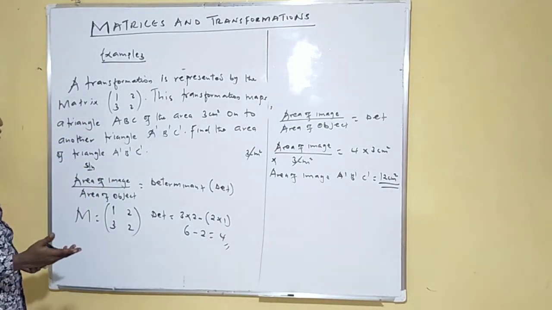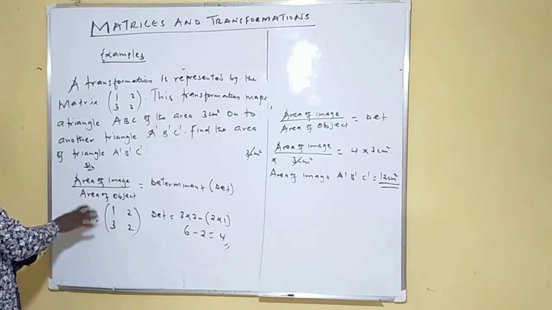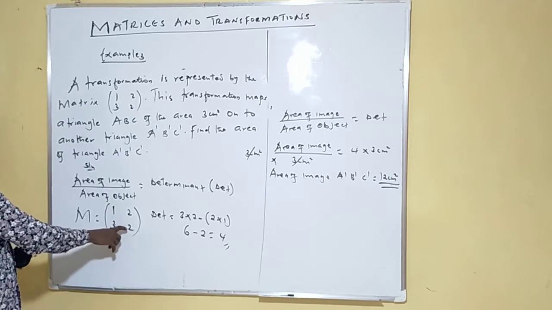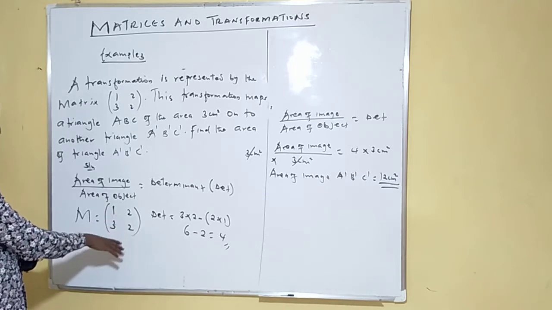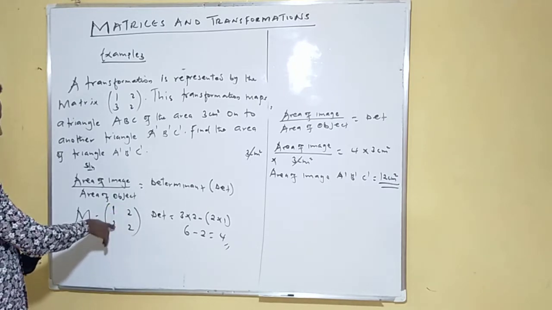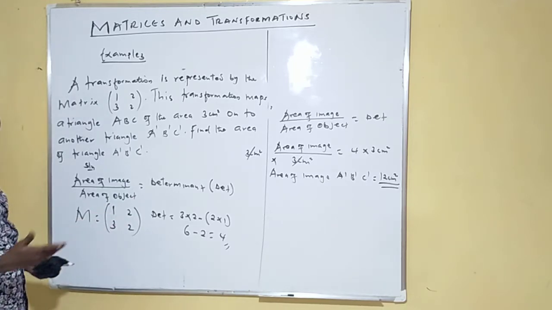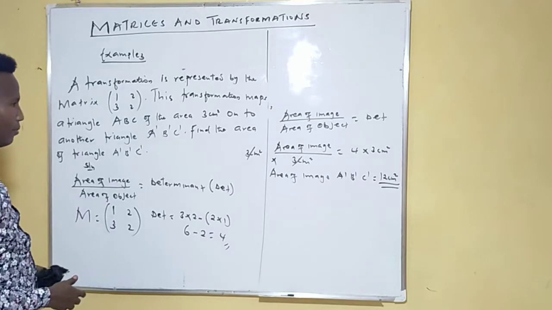For you to get the area of the image, what you do, get your matrix, yeah? And write this formula. So the matrix is equal to 1, 3, 2, 2, 2, 2. Then this is the main diagonal, yeah? This times this is 6, minus this times this. That will give you the determinant. That's how you're going to get the determinant, okay?